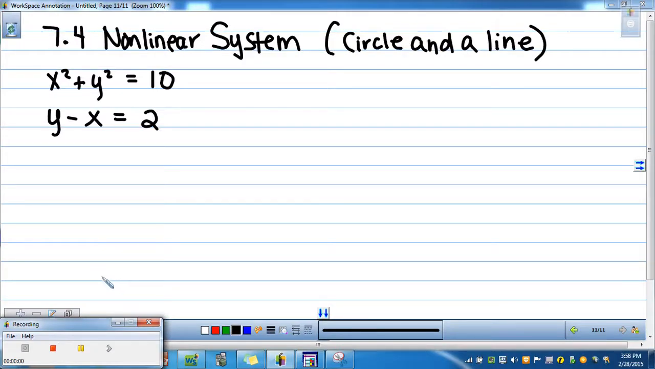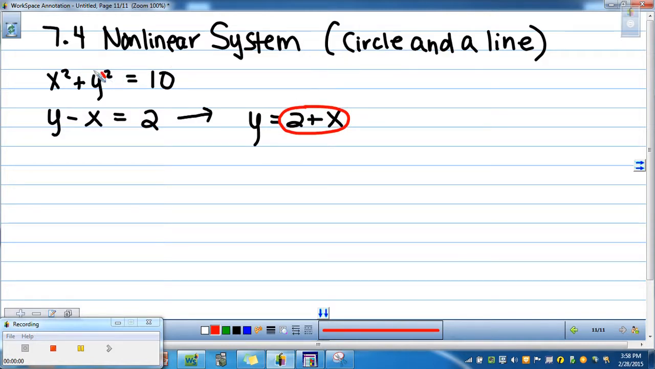We will solve this nonlinear system using substitution. To start, we need to rewrite the bottom equation in the form of x equals or y equals. In this case, I will add x to both sides to get y equals 2 plus x. We're going to plug that in for y back into the top equation. x squared plus the quantity 2 plus x squared is equal to 10.